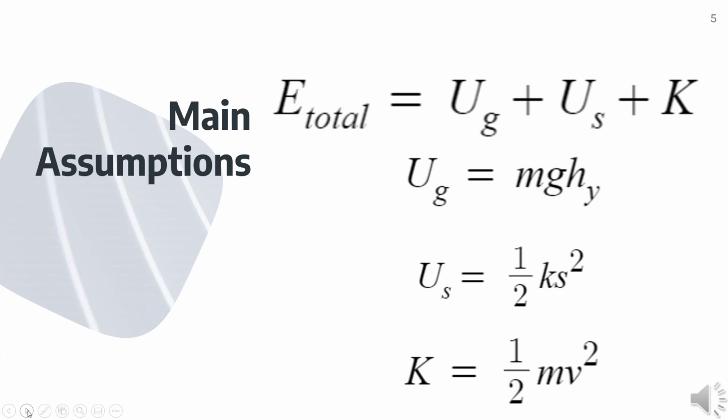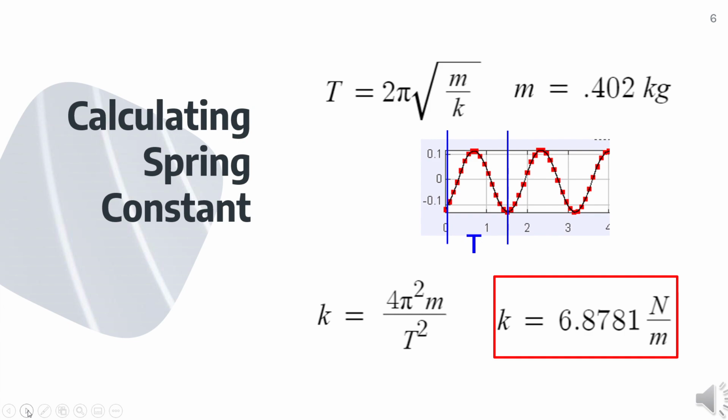In the code, we used energy, so here are the equations I used to represent the energy principle with gravitational potential energy, spring potential energy, and kinetic energy. For spring potential energy, we need to solve for k and L naught. Solving for the spring constant, I used the equation for the period of the oscillation T. I estimated T by looking at my observed motion.